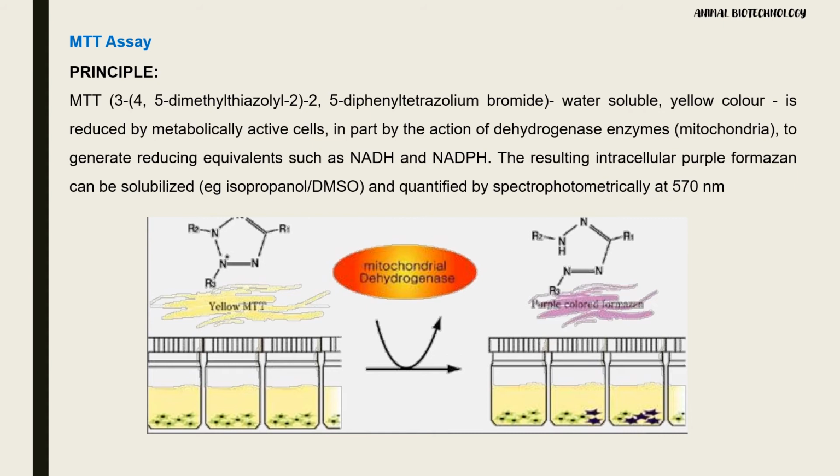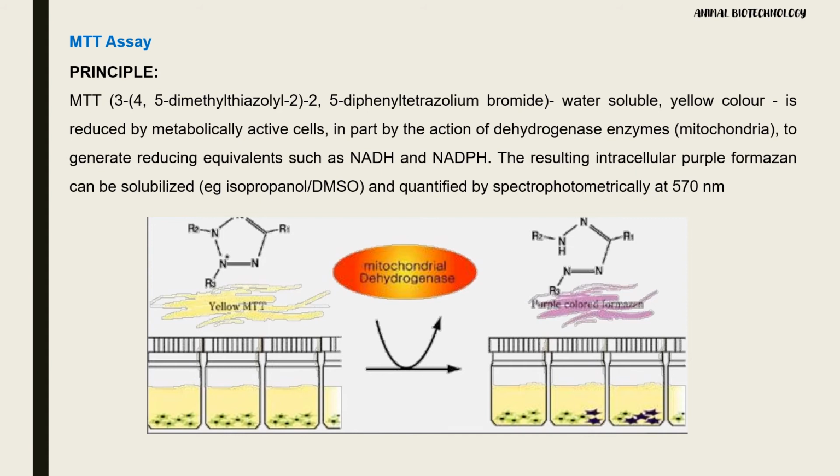MTT assay. It is a colorimetric method to measure the reduction of yellow-colored tetrazolium salt to a purple-colored formazan by mitochondrial succinate dehydrogenase enzyme. MTT is a water-soluble component and penetrates into cells, while formazan is insoluble and remains entrapped in cells. This is made soluble by means of DMSO or isopropanol and then quantified at 570 nanometer.